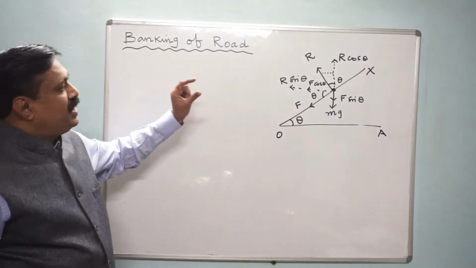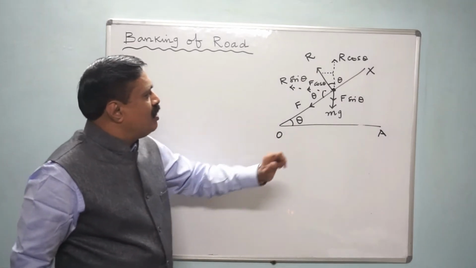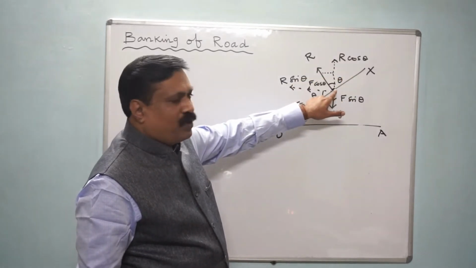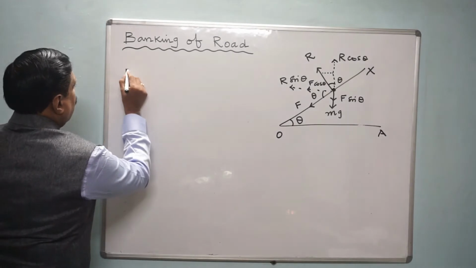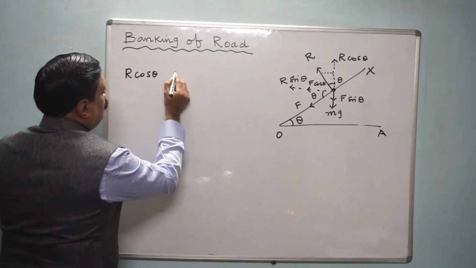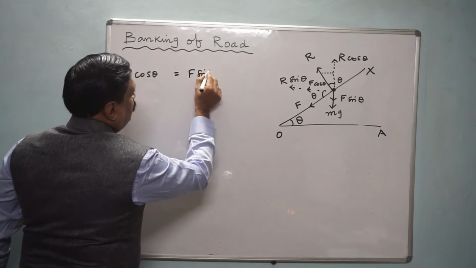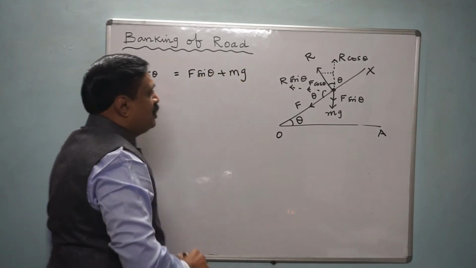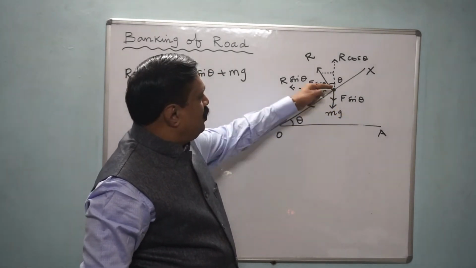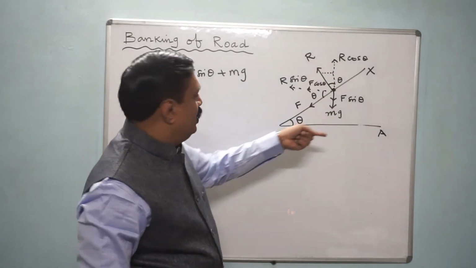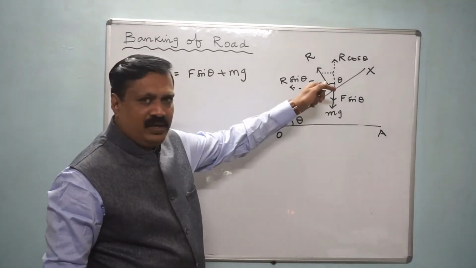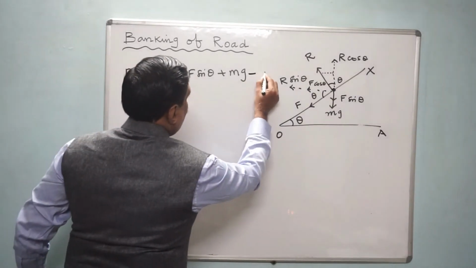Now see how I am writing the equation. It is very simple. This force R cos theta is upwards from this point. Therefore you write R cos theta upward, and from this point the downward force is equal to F sin theta plus mg, because these two forces are acting downwards. Therefore, the force upward is equal to the force downward. Therefore, R cos theta equal to F sin theta plus mg. Now you write this as equation 1.